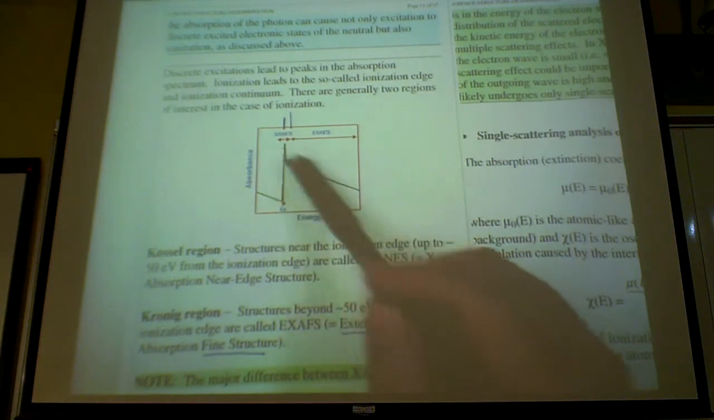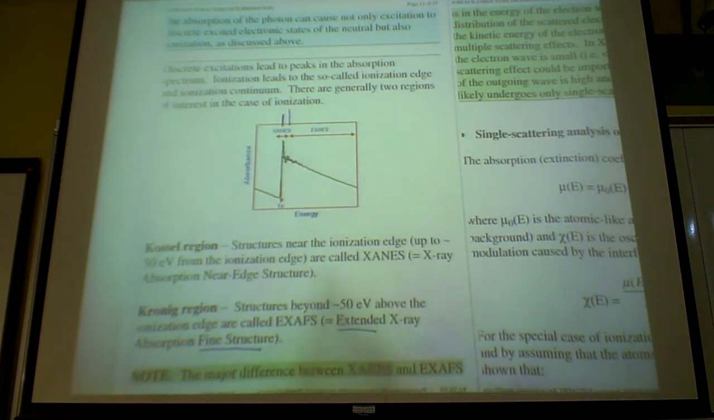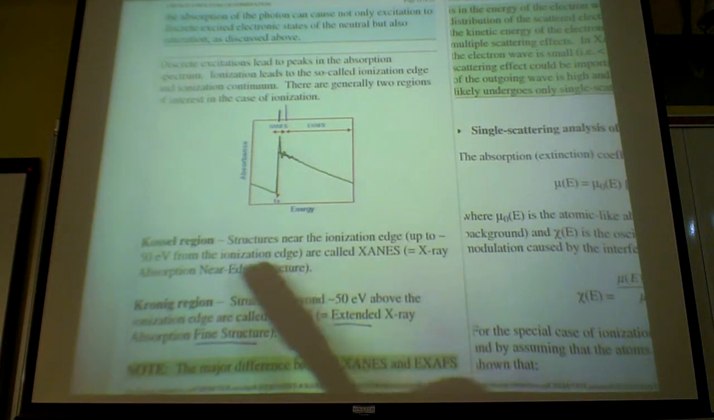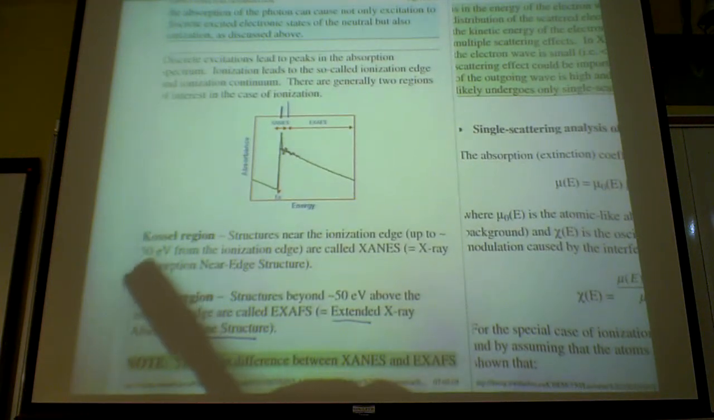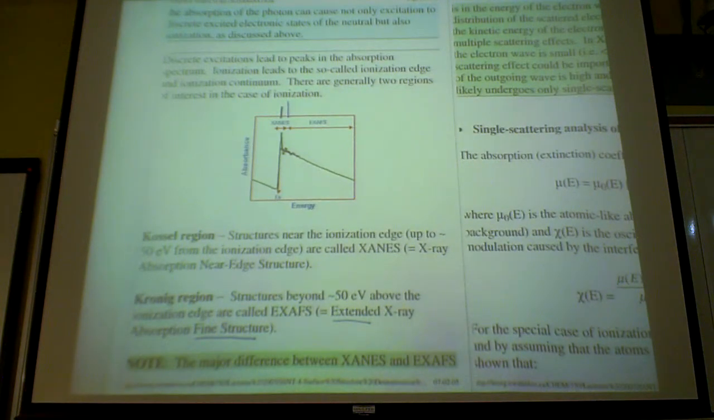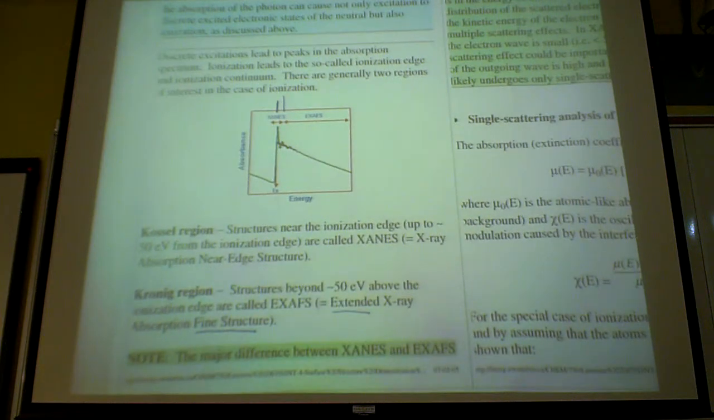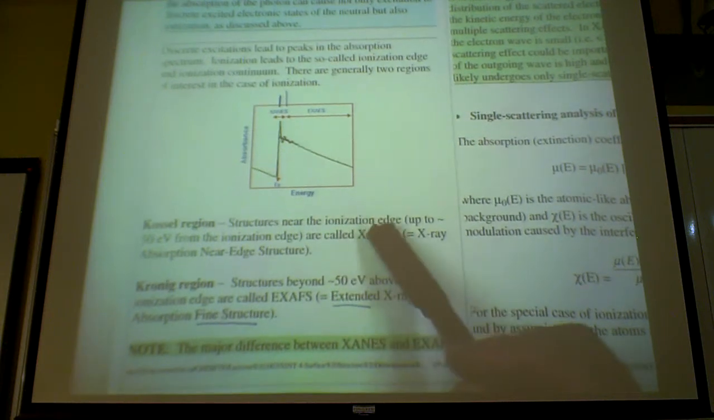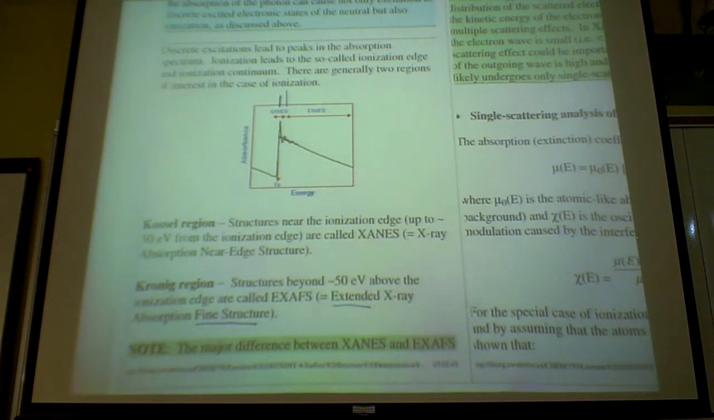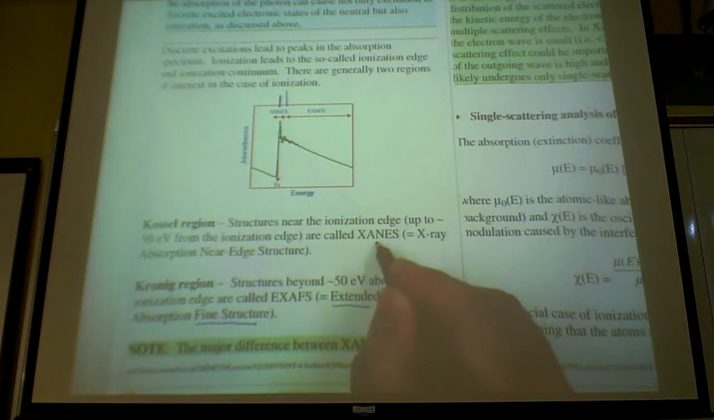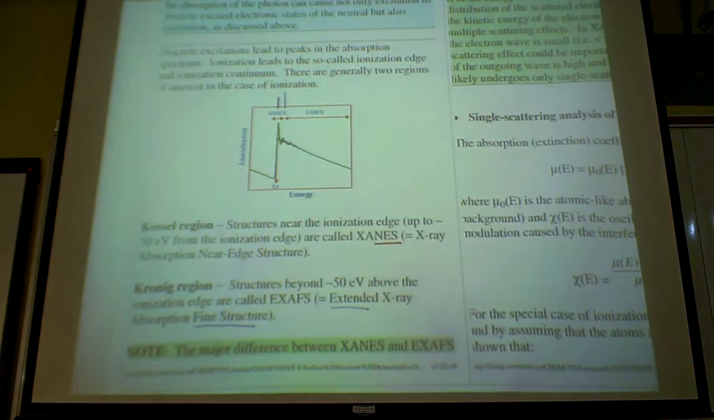So you have a region that is called the near-edge region. So this is my absorption ionization edge, right? Photon energy at the back. Within 50 eV is called the near-edge region. And this is the region where you have something called the X-ray absorption near-edge structure. XANES, when you hear people say XANES, N-E-S is the key word. Near-edge structure, right? Near-edge structure, which is less than 50 volts above the ionization edge.